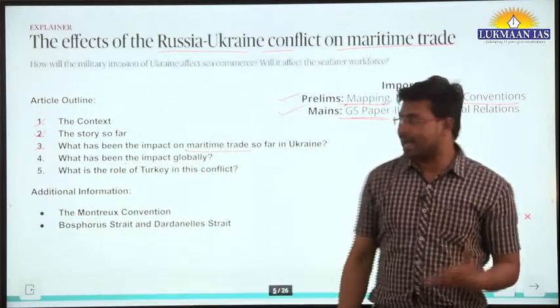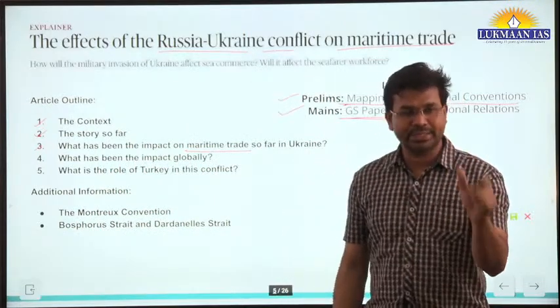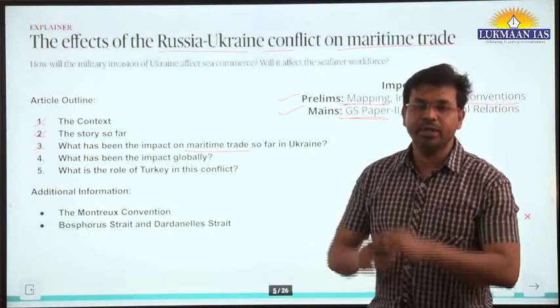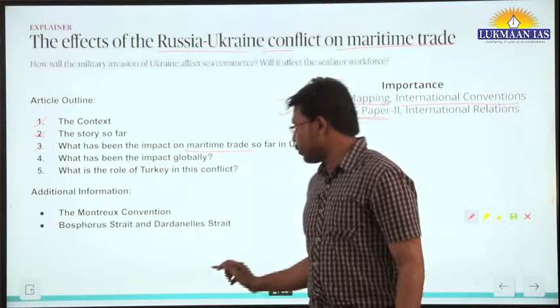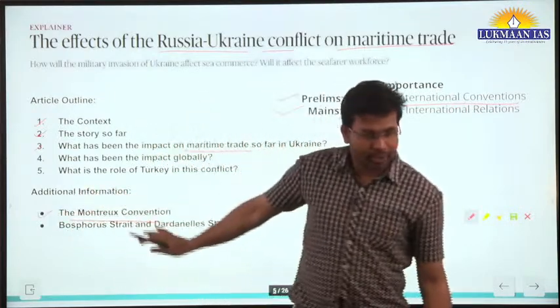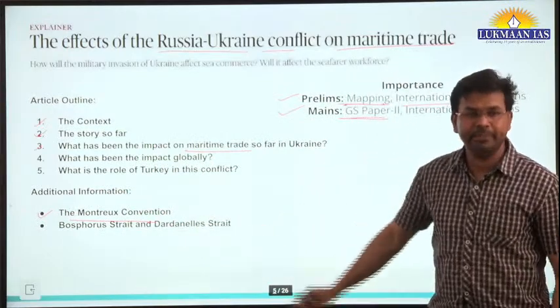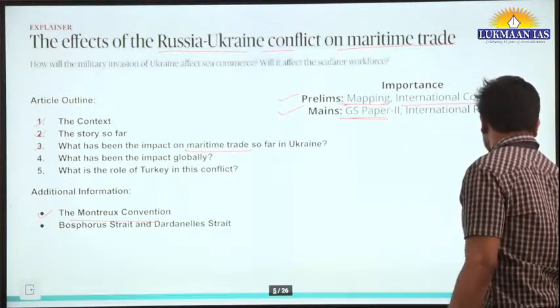Before we start, let us see the location of the Dardanelles Strait, the Bosphorus Strait and the Black Sea. We are going to look into the mapping, and we are going to understand the most important one, which is the Montreux Convention. So let us discuss the Montreux Convention and this mapping. Later on we will go into detail about this topic.